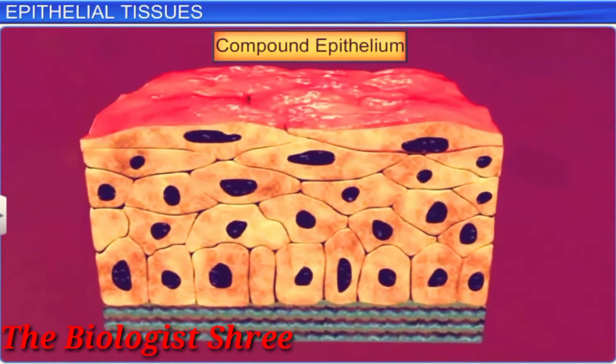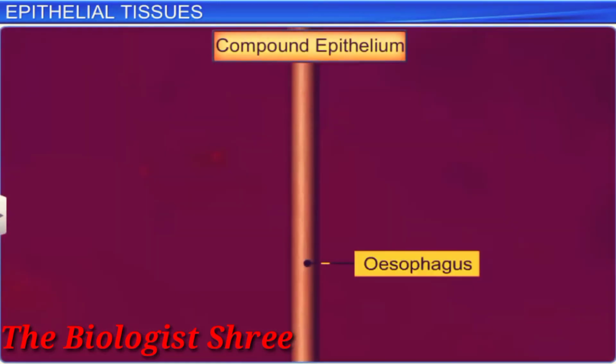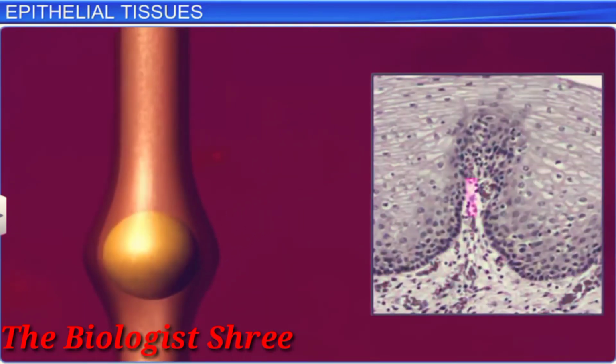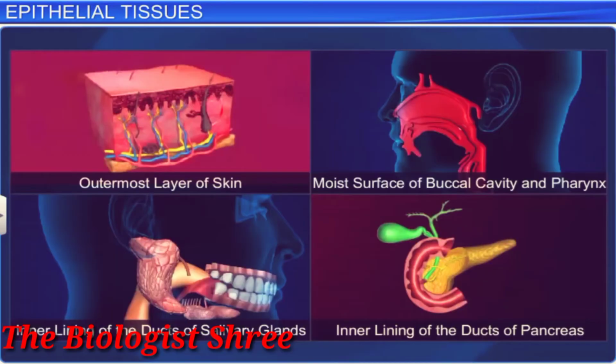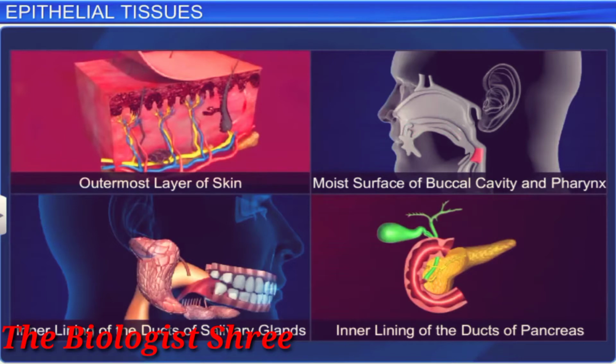Compound epithelium consists of 2 or more layers of cells. Its chief function is protection against mechanical and chemical stress, and it plays a limited role in secretion and absorption. It is present on the outermost layer of the skin, the moist surface of the buccal cavity and pharynx, and the inner lining of the ducts of the salivary glands and pancreas.